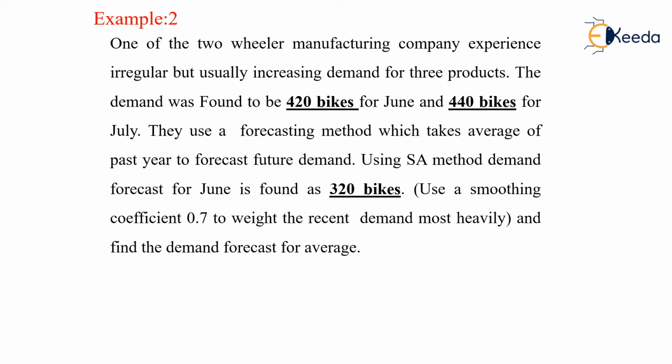Using a smoothing coefficient of 0.7 to weight the recent demands most heavily, find the demand forecast. So we have already used the simple average method and the forecast was found to be 320 bikes. Based upon that, and using the value of alpha as 0.7, we have to find out the demand forecast for the entire process.